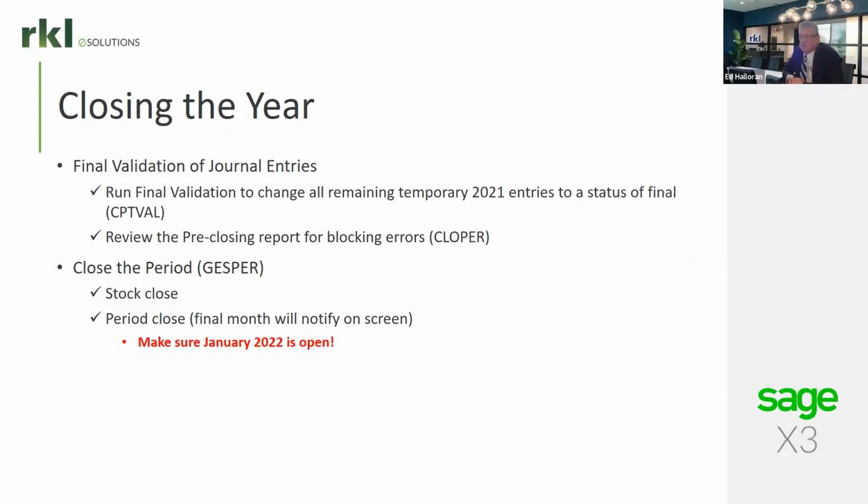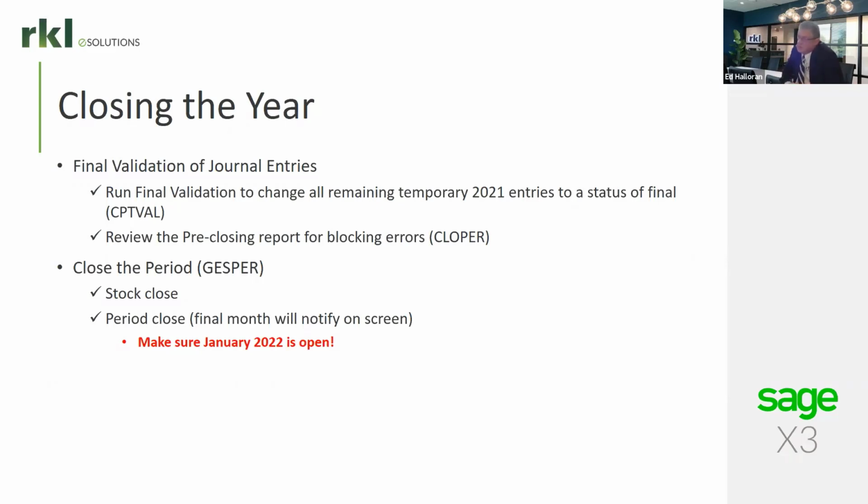So to close the period, you actually go to Common Data to do that. In that screen, it allows you to close the stock period so that no more stock transactions can post. And you might do that maybe the day after the stock period is completed, or after month end. And then you'll want to perform the period close. So when you close out December, it'll prompt you to close out 2021.